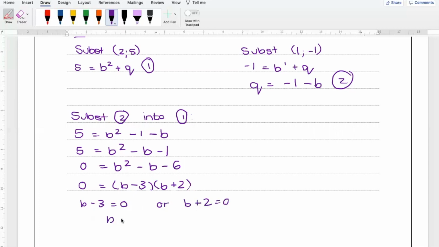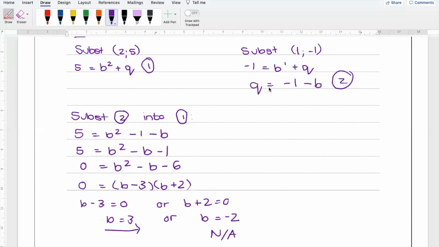So this means that b is going to equal 3 or b is going to equal negative 2. But if we remember really carefully, we know that our b cannot be negative. So this is not applicable. Okay, so our answer is going to be b is equal to 3.